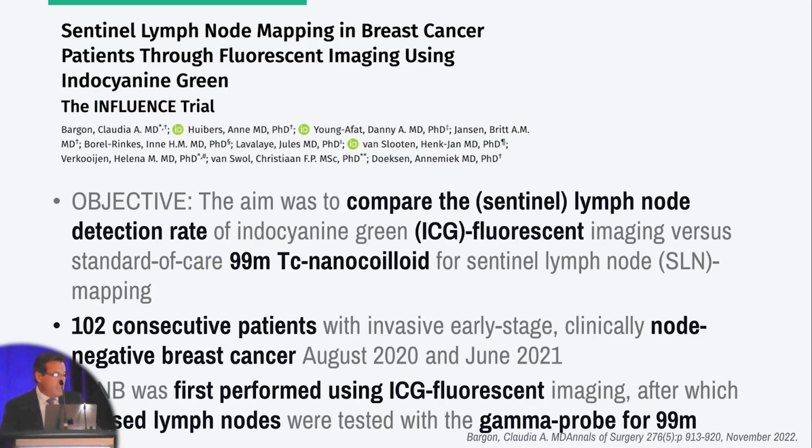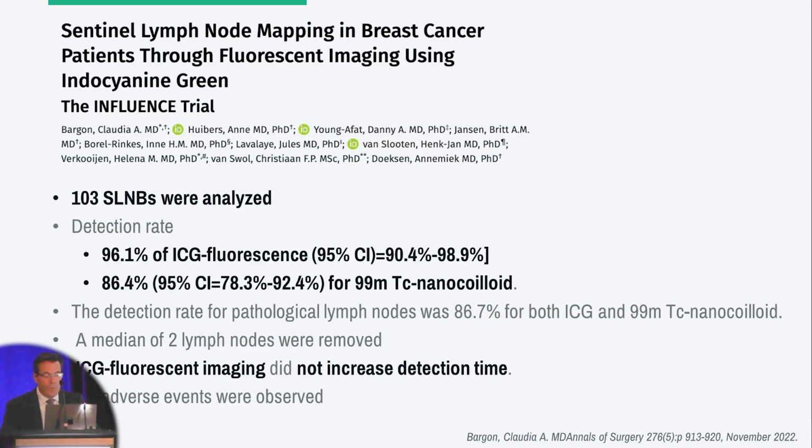In this study, 133 sentinel nodes were analyzed. The identification rate of the sentinel node using fluorescence was 96.1%, whereas the identification rate with technetium was 86.4%. The use of fluorescence did not increase the operating time. As you can clearly see, there was a superiority in the case of fluorescence over the standard method.